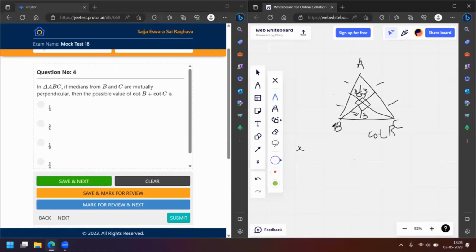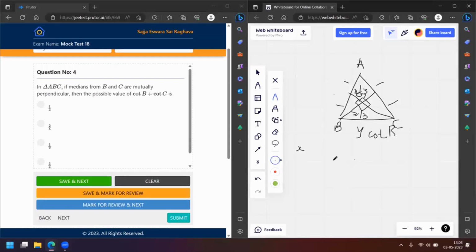After getting the value of x, you can find the length of BC also. Again, by using the Pythagoras theorem, you can find the length. Suppose it is y. Then we know all the side lengths. Then using the cosine rule, you can find any angle.